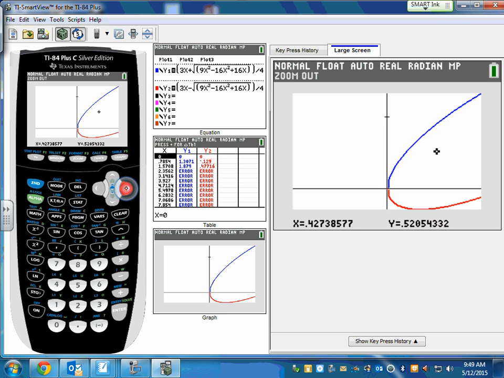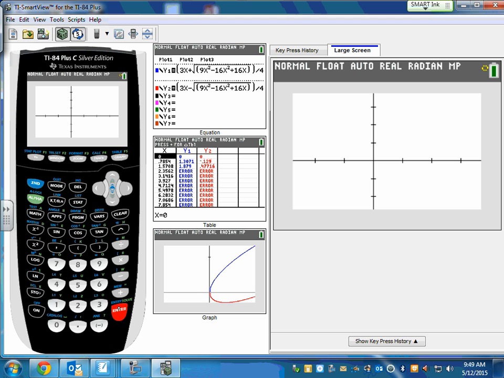And mine's kind of cool because it's different colors, so you can see the positive and the negative side of it. But yours should graph in those two sections, so you can see the positive side and the negative side together make that ellipse. If you did not get an ellipse that kind of looks like that, then that means you typed something in wrong.